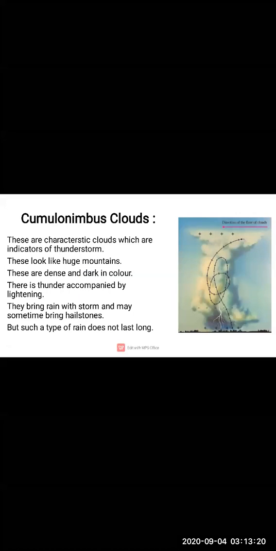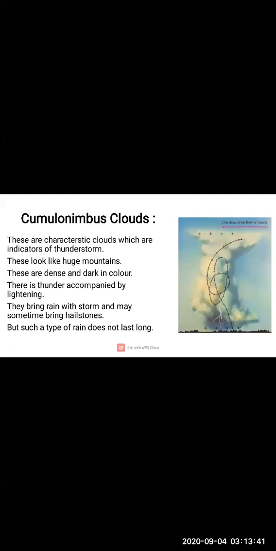these cumulonimbus clouds carry, in the upper part, the positive charge. And what happens here, even at the ground level, there is a positive charge. See, we will study this in detail. We will see the features in detail. These are the characteristic clouds which are indicators of thunderstorms.